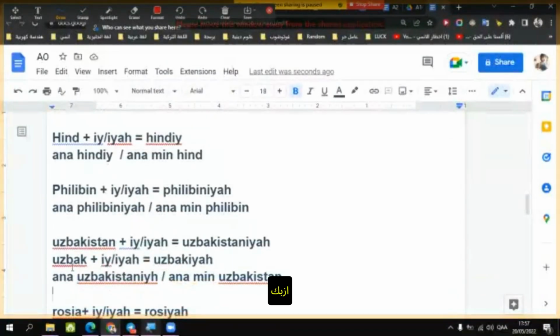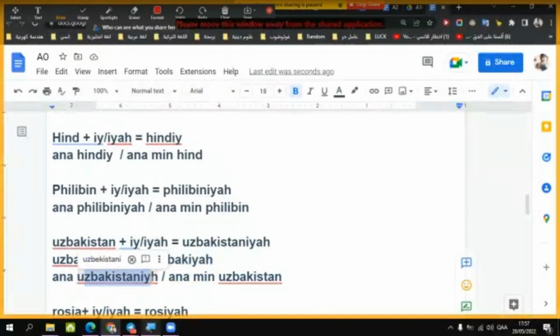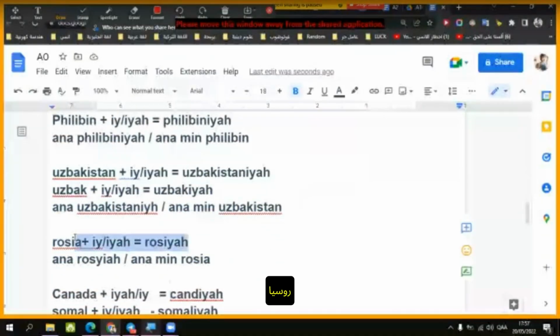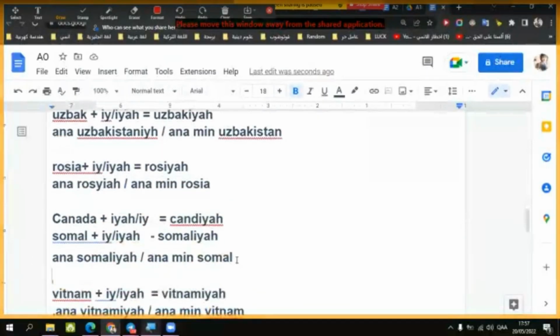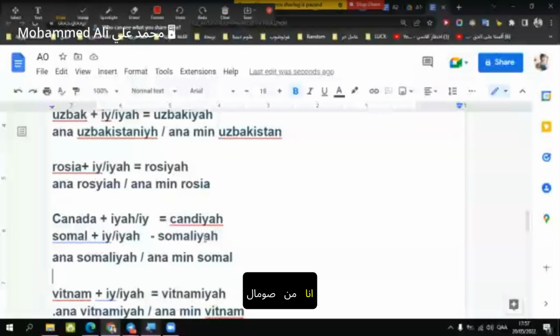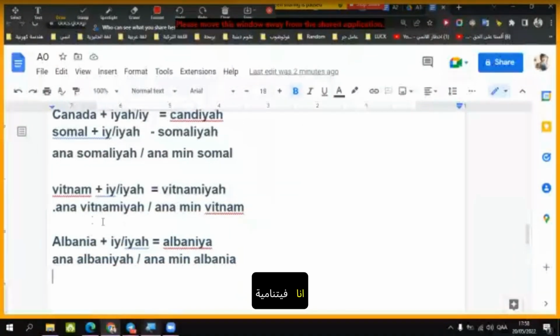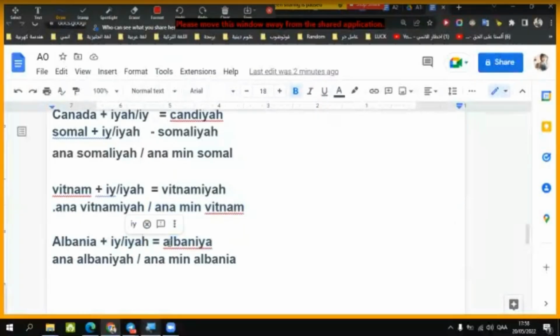أوزباكستان or Uzbek, أوزباكستاني, أوزباكستانية. أنا أوزباكستانية. أنا من أوزباكستان. روسيا, روسية. أنا روسية. أنا من روسيا. كندا, كندية. صومال, صومالية. أنا صومالية. أنا من صومال. فيتنام, فيتنامي وفيتنامية. أنا فيتنامية. أنا من فيتنام. ألبانيا, ألباني وألبانية. أنا ألبانية. أنا من ألبانيا. This is about the nationality.